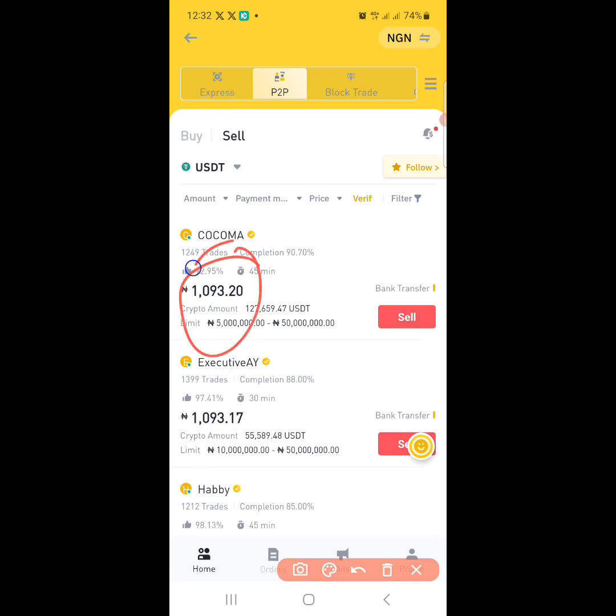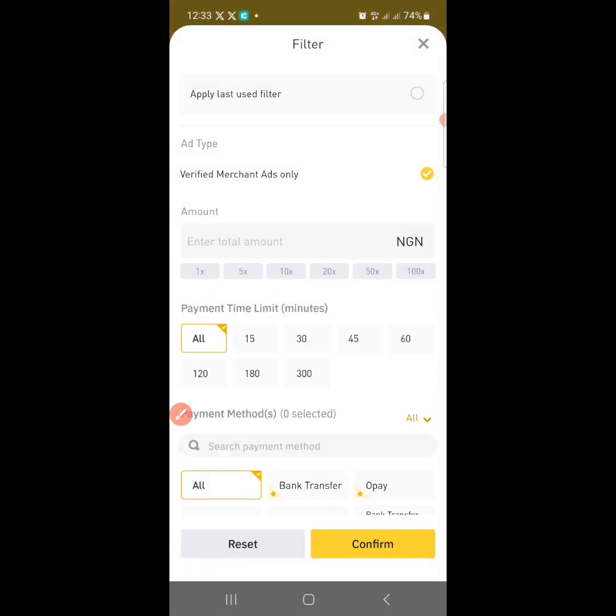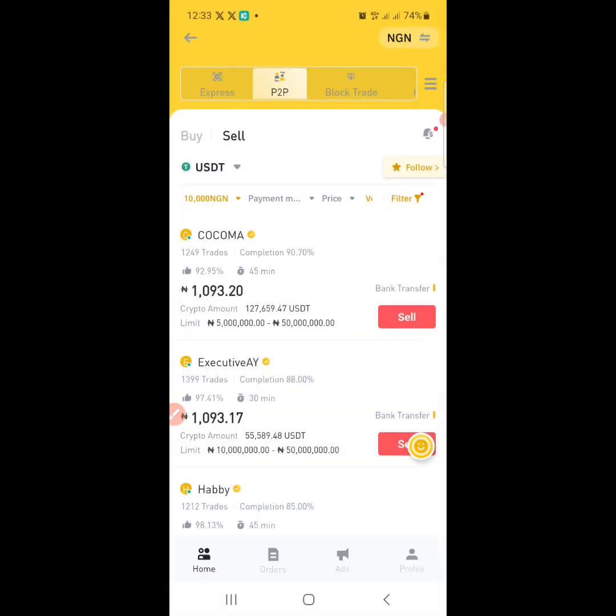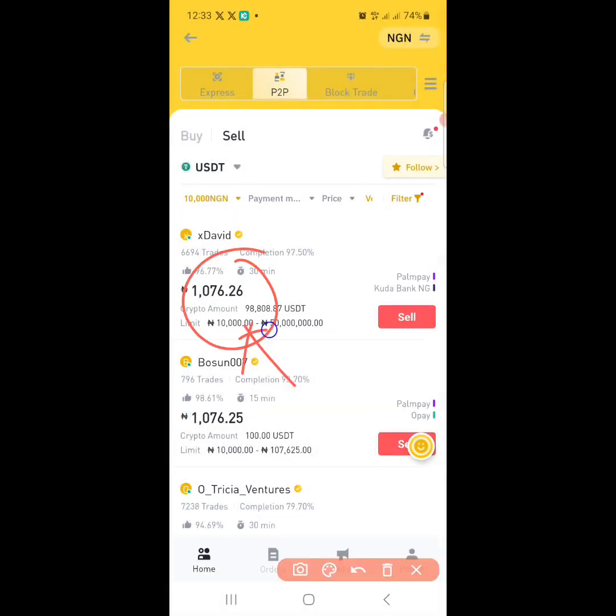Okay, so now you see the rate of this person, you see the limit this person is performing transactions from. If you see that the limit is kind of high compared to the amount you want to transact, just go over to this filter area, then enter the amount you want to transact with. Let's say you want to transact with 10,000 naira. Then click on the confirm button. You'll see merchants that are performing transactions from 10,000 naira and above. You'll see his rate is from 1,070 naira. Upon this transaction, you'll be making a profit of 26 naira.